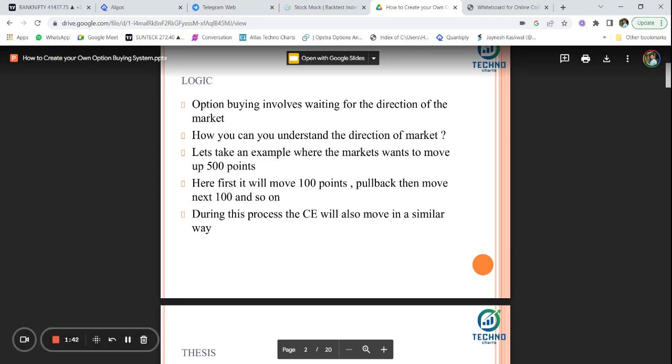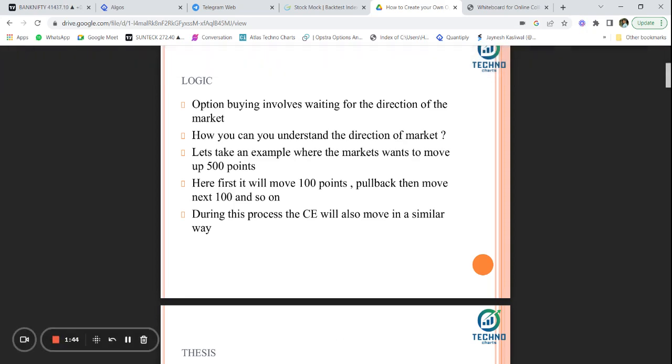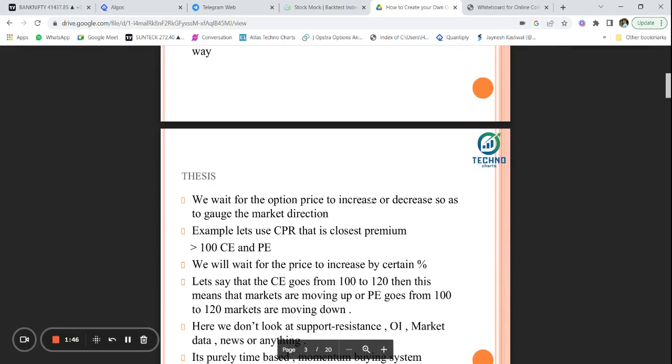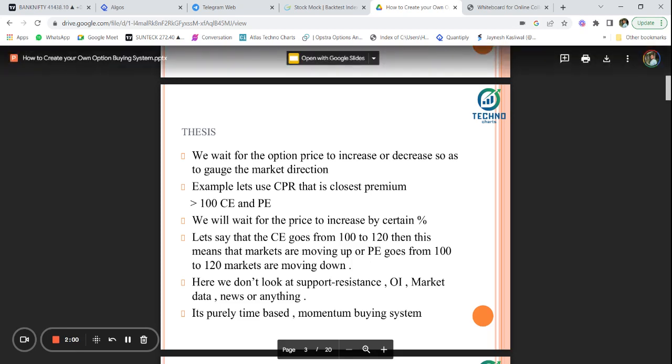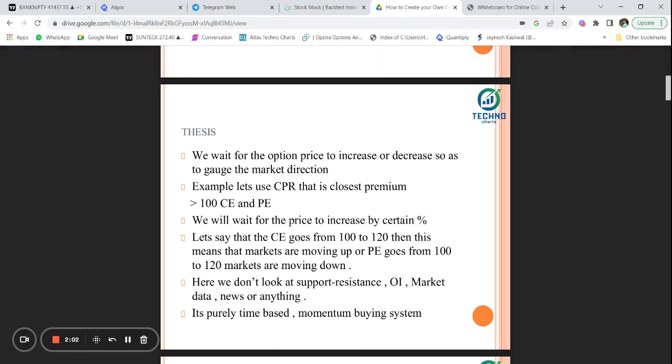Now during this process, the put side will also move in a similar manner. Now we wait for the option price to increase or decrease so as to gauge the direction of the market. So in the case of an option buying system, we are waiting for the option price to increase. Let's take an example where we are using the closest premium greater than 100 for the call option and greater than 100 for the put option.